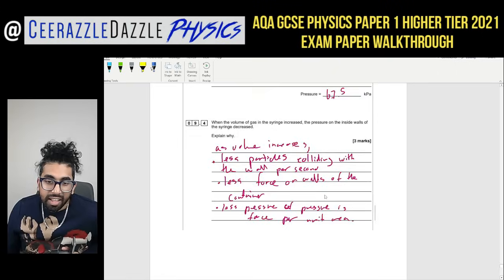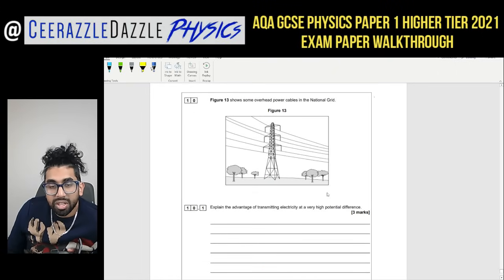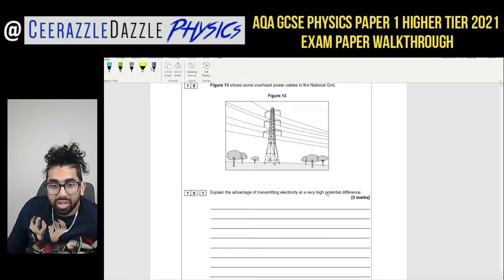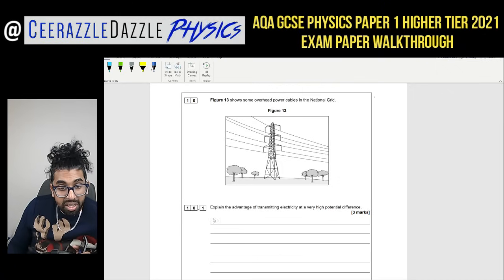Over here. And last of all, question 10. Figure 10 shows some overhead power cables in the national grid. Explain the advantage of transmitting electricity at a very high potential difference. At a very high potential difference, the current is low. So at high PD, current is low.